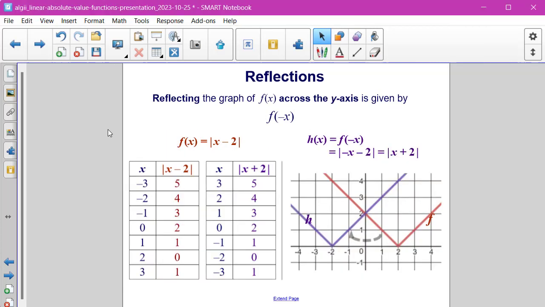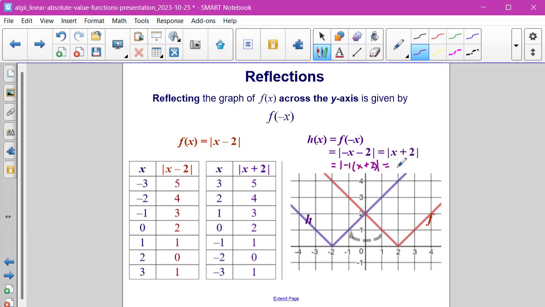Reflecting the graph of f of x across the y-axis is given by f of negative x. So if our original function is f of x, which is equal to the absolute value of the quantity x minus 2, and h of x is equal to f of negative x, which is equal to the absolute value of the quantity negative x minus 2, which we've shown is equivalent to absolute value of negative 1 times x plus 2 when you factor out that negative 1.